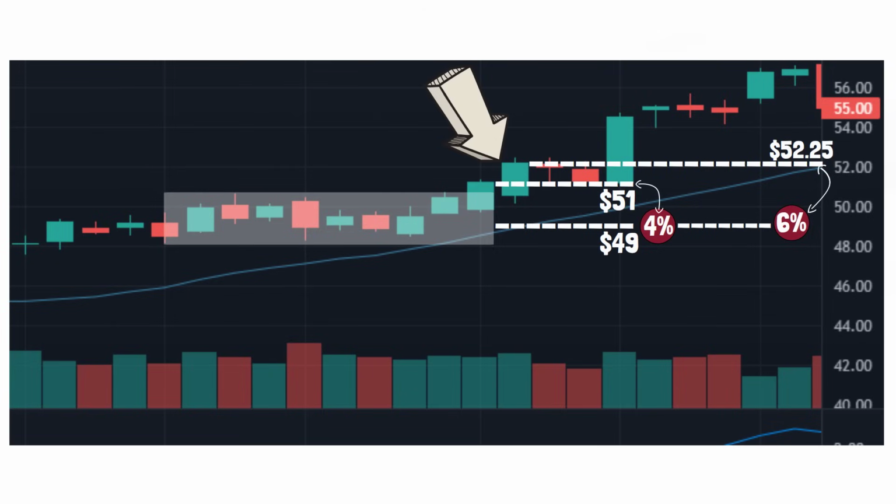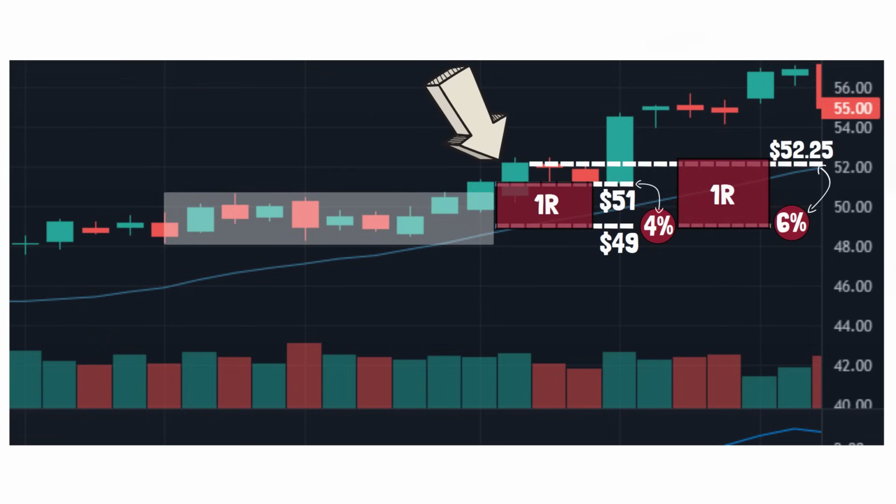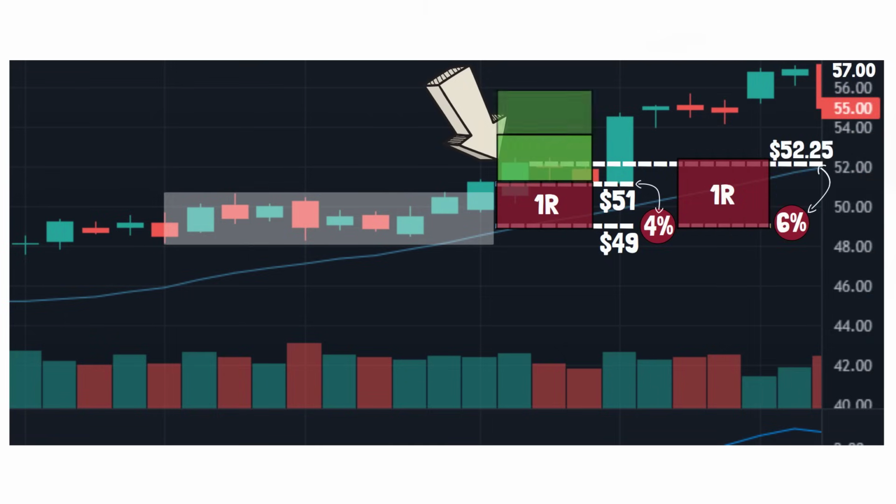Staying with this example for a moment, we established that the first breakout trade has a risk of 4%, and therefore 1R equals 4%. The second breakout bar has a risk of 6%, and therefore 1R is equal to 6%. If we assume the target price to be $57, we can determine the risk-reward profiles for each trade. The first trade has a 1 to 2.5 risk-reward ratio, whereas the second has a 1 to 1.33 ratio.